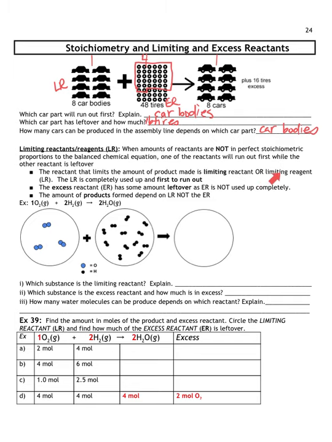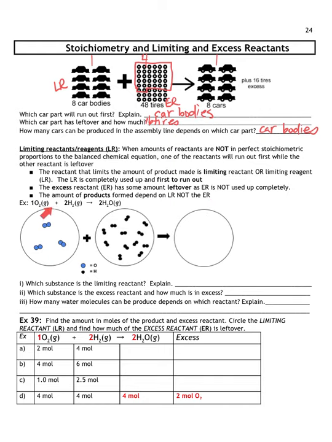We usually call the reactants the reagents in the laboratory, of course. The limiting reactant is completely used up and first to run out. The excess reactant has some left over, as the excess is not used up completely. The amount of product formed depends on the limiting reactant, not the excess.